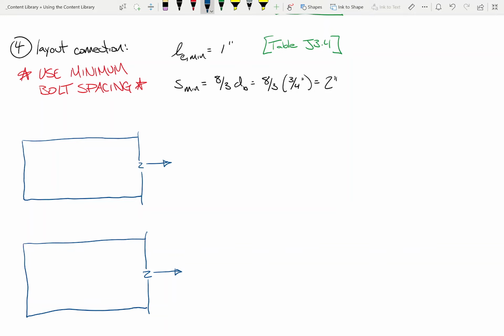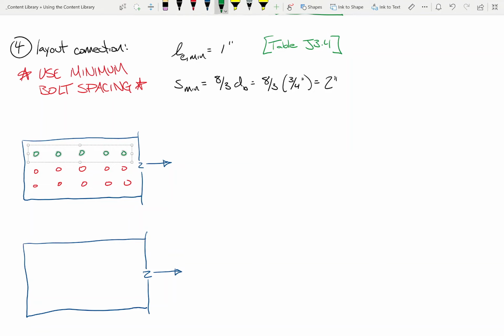Now, if we have the number of 15 bolts, what grid pattern? If it was 5 by 3. So my question to you is, should we do 5 by 3 or should we do 3 by 5? Let's think about it. So one option would be this, and here let me kind of do that. That's an option, okay?